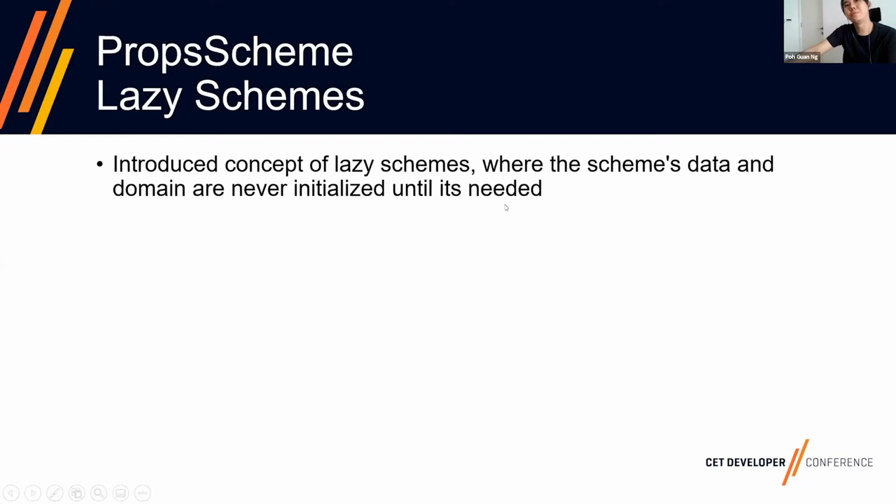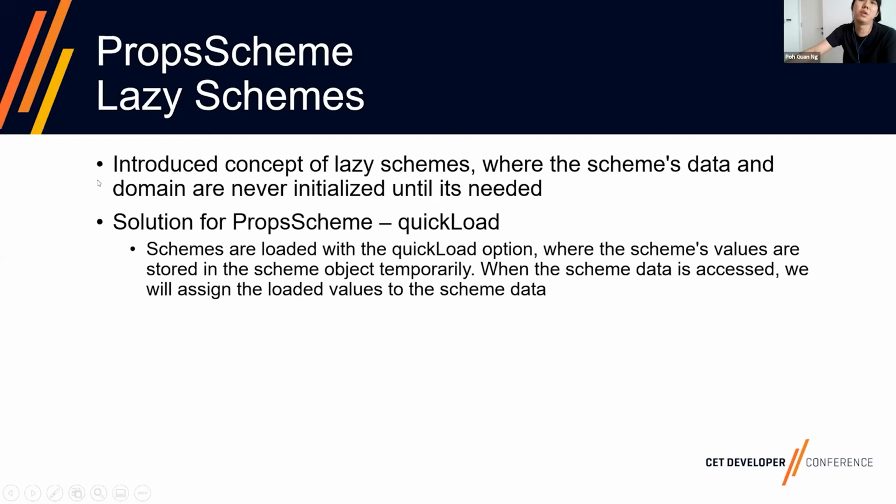Basically, we don't initialize the data until the data is accessed. So for prop scheme, we introduce a quick load. Whenever you load a scheme, you can see that there's a quick load. By default, quick load equals true. So the scheme values are stored in the object temporarily if you have quick load equals true. And then when the data is accessed, only then do we assign the loaded values to the scheme data to allow it to build the UI factory and domains.